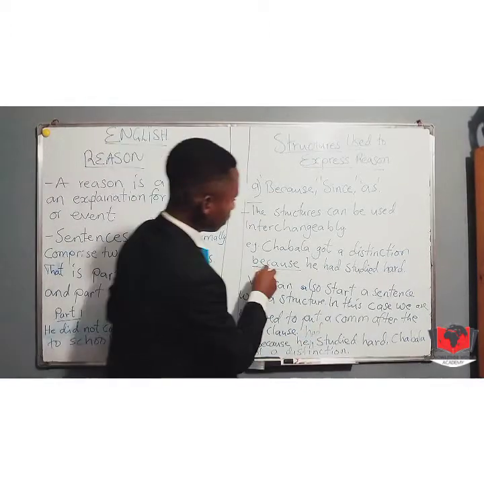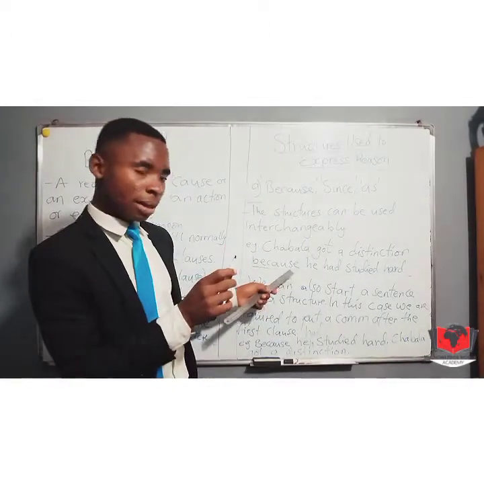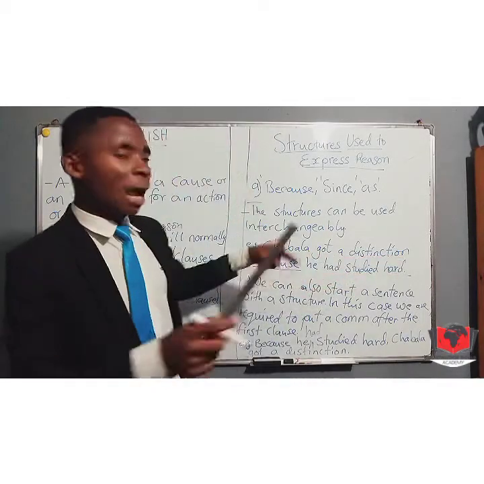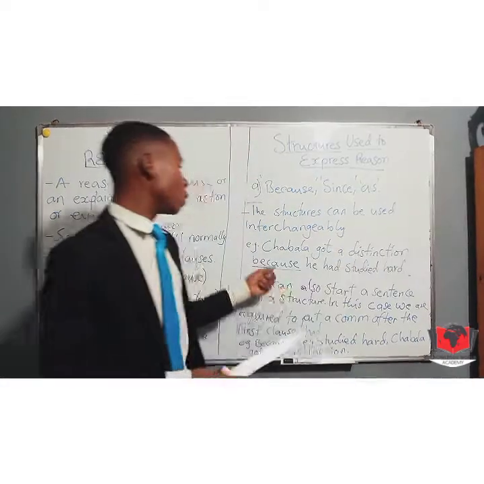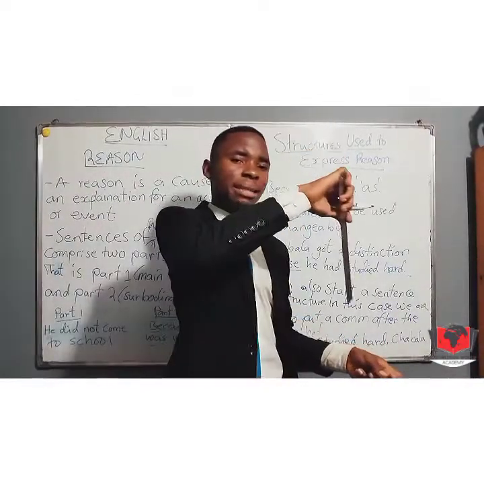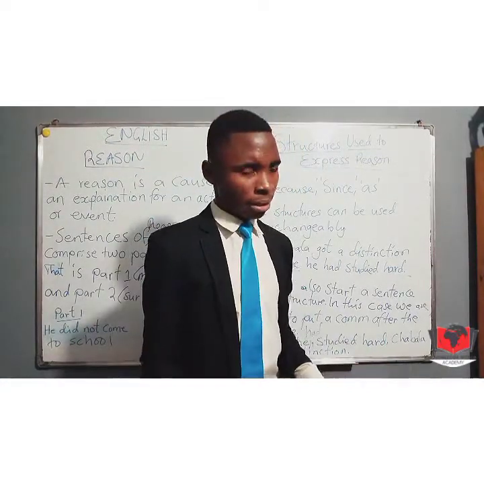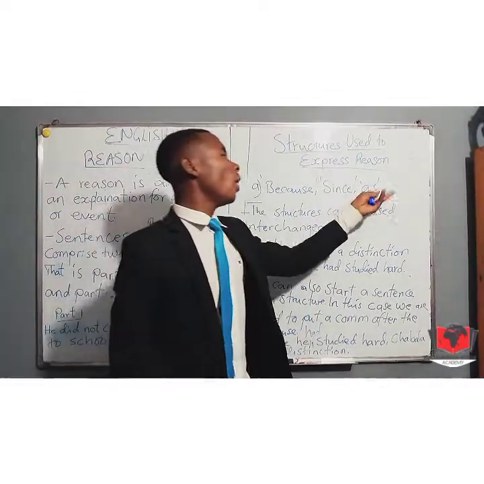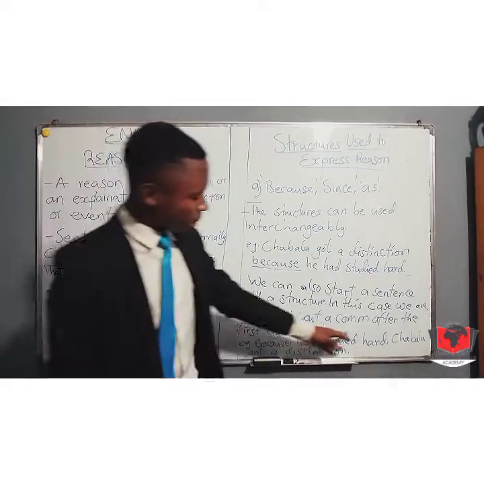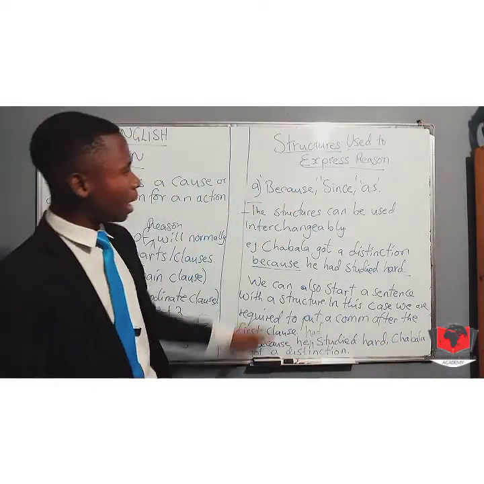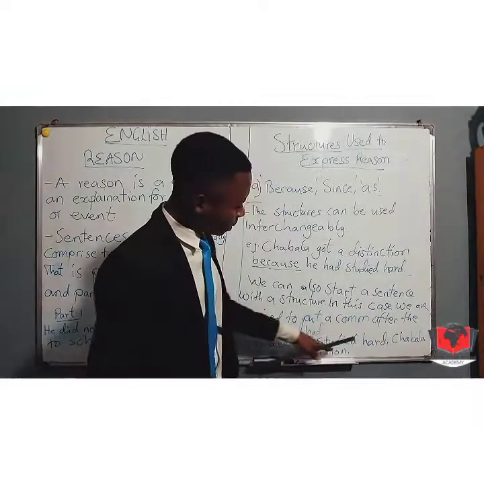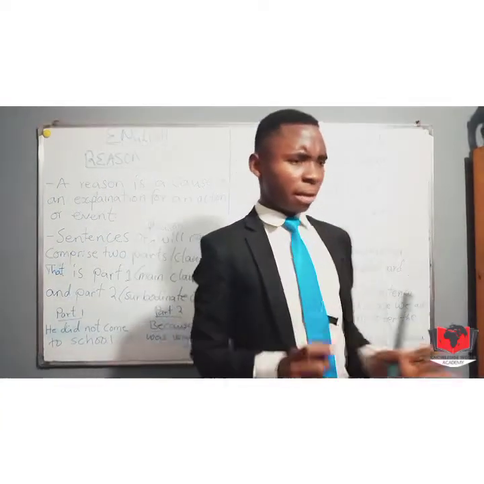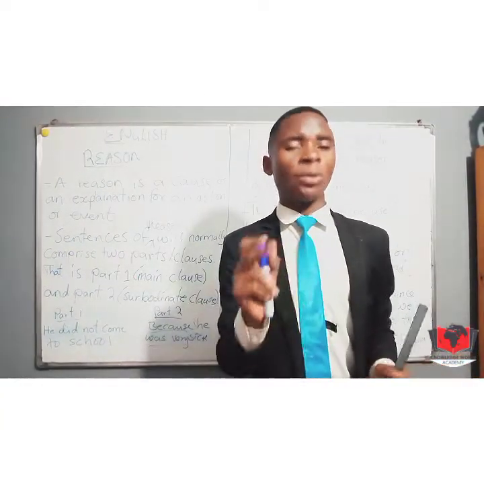Whenever you start with the second clause or the reason, then you must put a comma. When you start with the main sentence, what happened? Chavala got a distinction. Then because, when the structure is within the sentence, you don't put a comma. Instead, you only put the words because, since, or as. Because he had studied hard, Chavala got a distinction. As he had studied hard, Chavala got a distinction. Now here, there is something different from what we're talking about here.